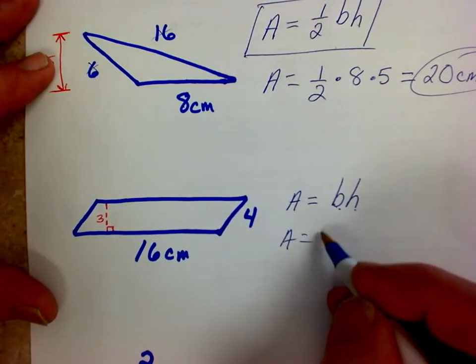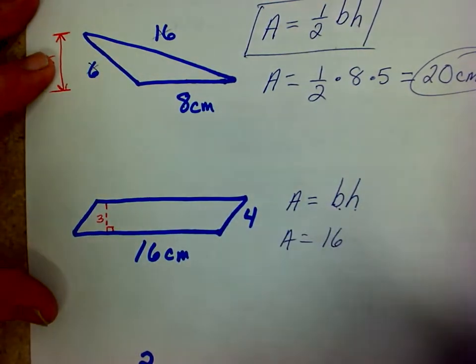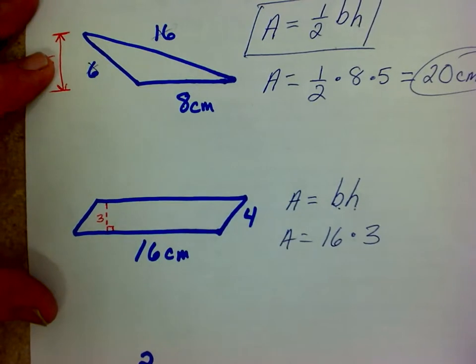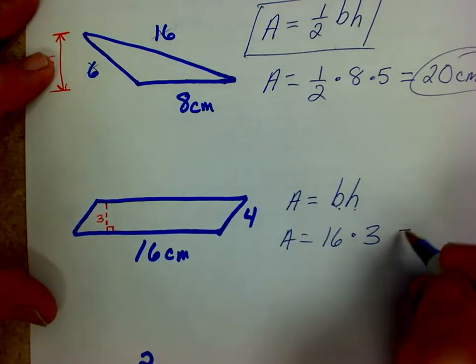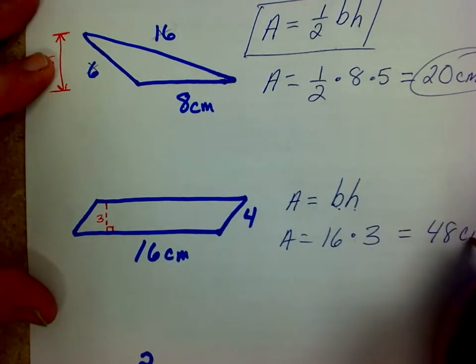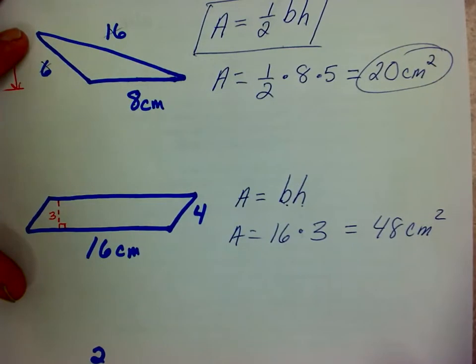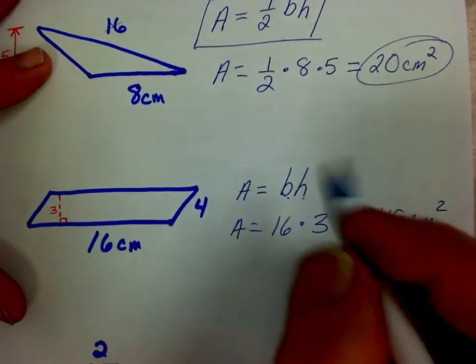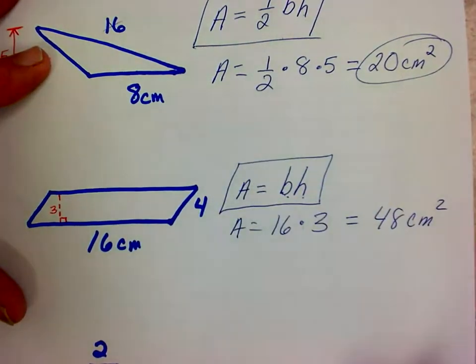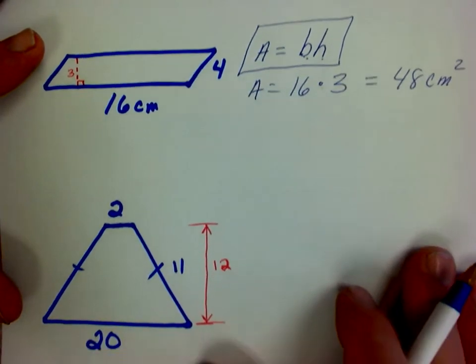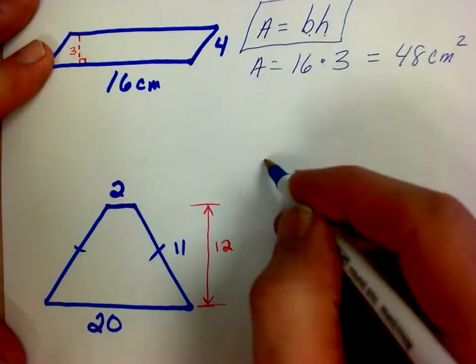So for this particular problem, 16 can be our base, therefore our height needs to be 3, so we get 48 square centimeters. Pretty simple formula. So those are two formulas you will use tonight. Okay, third formula, the trapezoid.